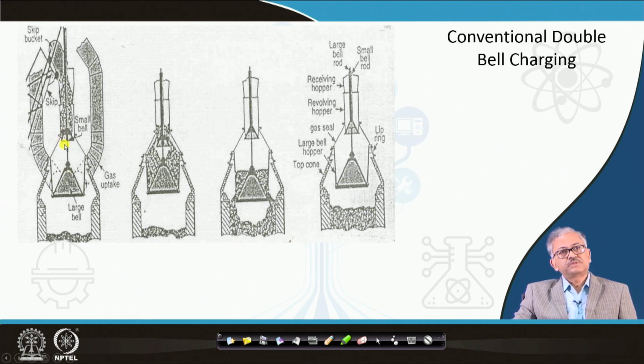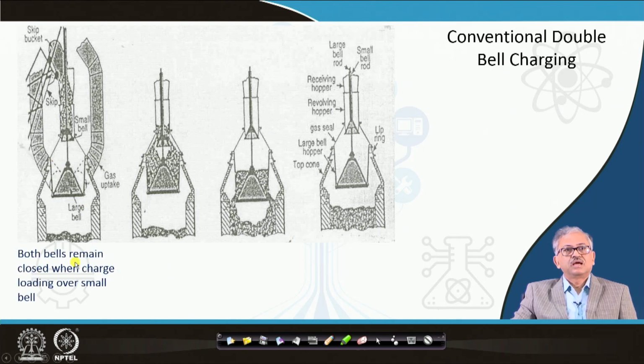So, initially what happens, both the bells are closed, and both the bells remain closed when the charge is loading over the small bell. When you are charging, that is when the charge is loading. Charge means the burden charge that is being loaded on the small bell. You can find this is the portion where the skip cars are coming.